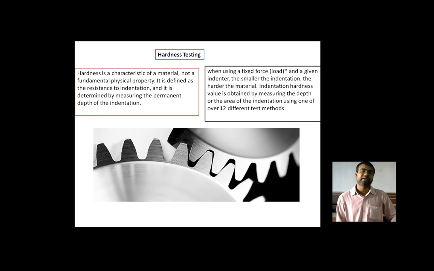Before that, as you can see in the figure, there are two meshing gears, and that is why the hardness of this particular thing is being defined. So hardness is a characteristic of a material, not a fundamental physical property. In the characteristic of a material, it is defined as the resistance to indentation.